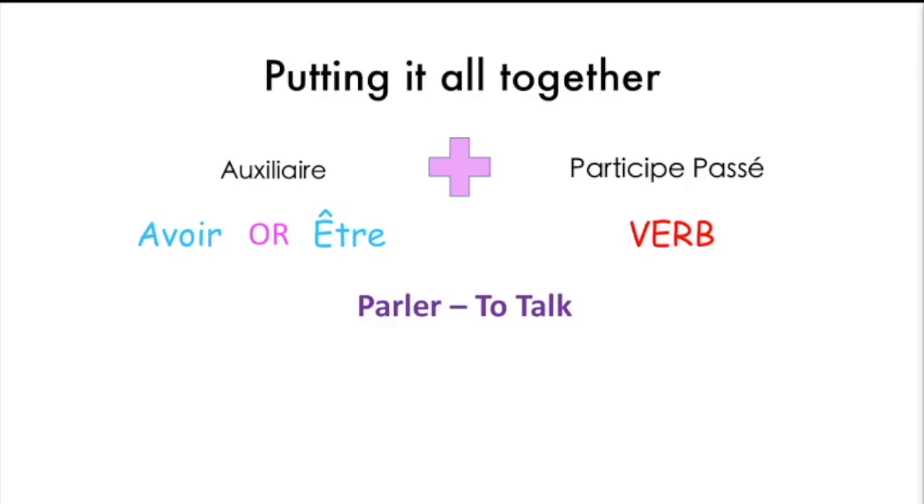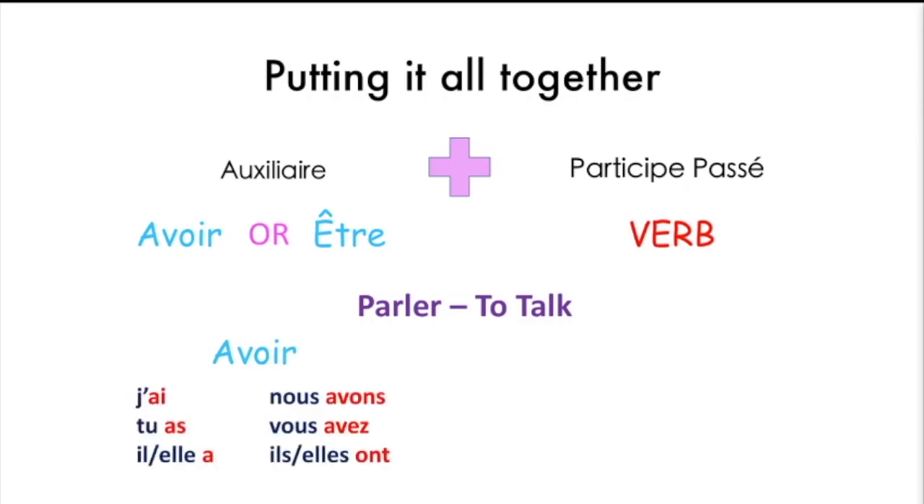So you're going to use avoir. Like I said, most of the verbs are going to take avoir, and in this video, we're obviously focusing on avoir. And if you forgot avoir, don't worry. J'ai, tu as, il, elle a, nous avons, vous avez, ils, elles ont. So that's going to be the first part of the passé composé for you.